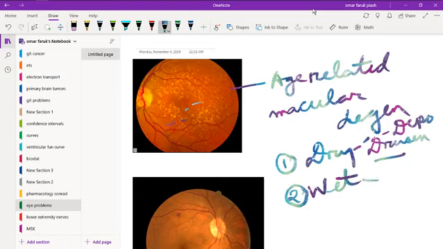And in wet there is rapid loss of vision due to bleeding, and here you can use anti-VEGF, vascular endothelial growth factor inhibitors called bevacizumab or ranibizumab. You can use a new drug called aflibercept.